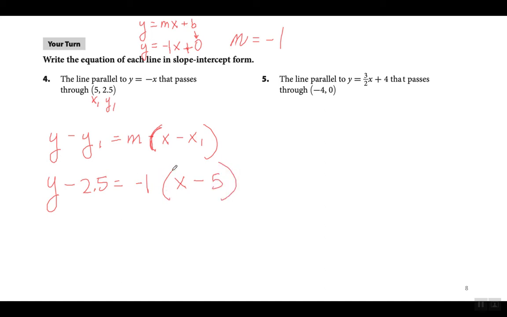Okay, on the right hand side, I'm going to do the distributive property. La propiedad distributiva right here. And it's going to give me negative 1x. I'm not going to write the 1. Plus 5.